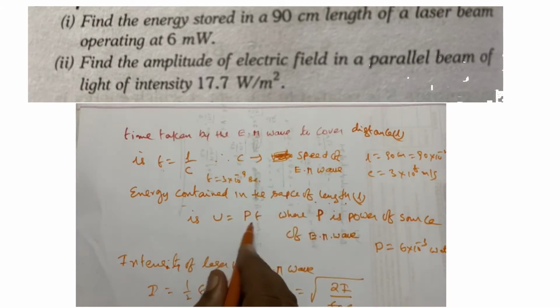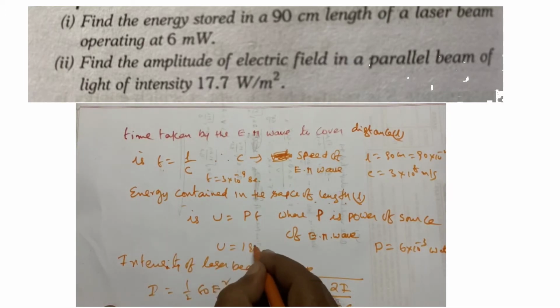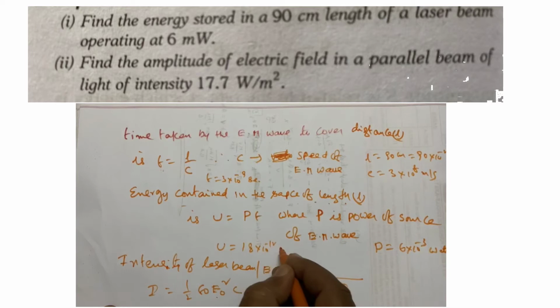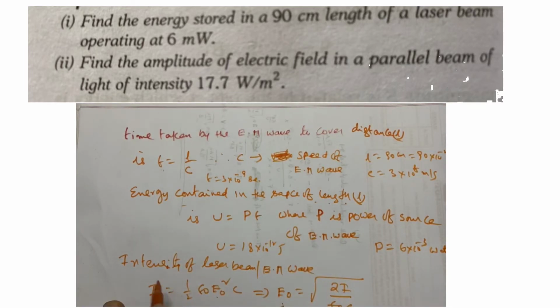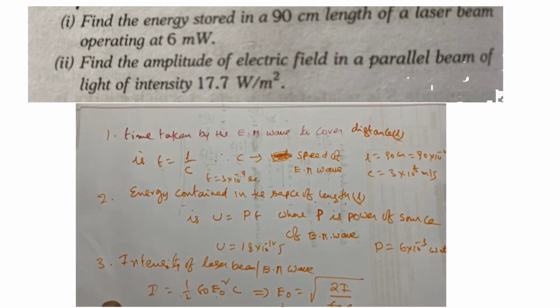Up to the U and P value. U, the energy contained in the space of length L, will come to 18 into 10 to the power of minus 12 joule. So afterwards, next the third bit. This is the first bit, this is the second bit, this is the third bit. By substituting the I value, epsilon naught value, C value, the intensity can be measured.